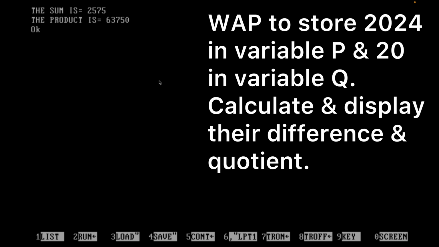Next question is WAP to assign. What is WAP? WAP, all in capital letters. The full form of WAP is write a program. So WAP to assign 2024 in a variable P and 20 in variable Q. Calculate and display their difference and quotient. Quotient means the result that we get whenever we divide. So let us clear the screen.